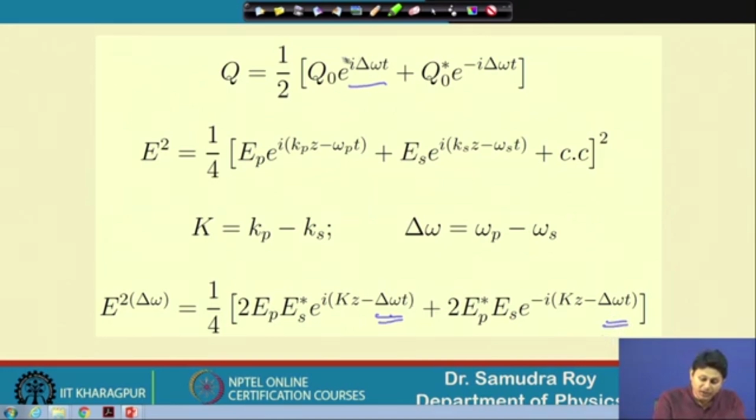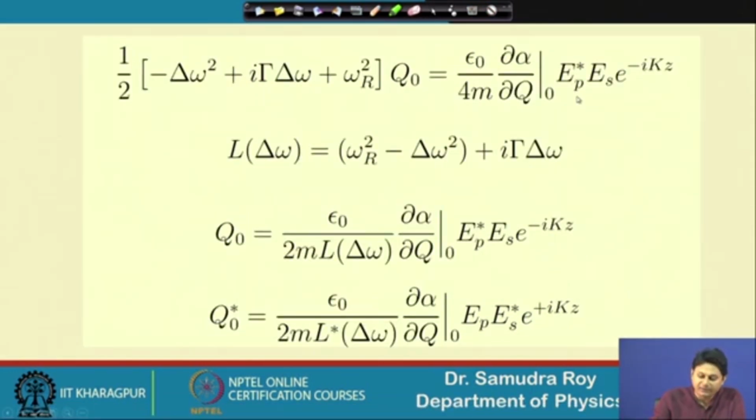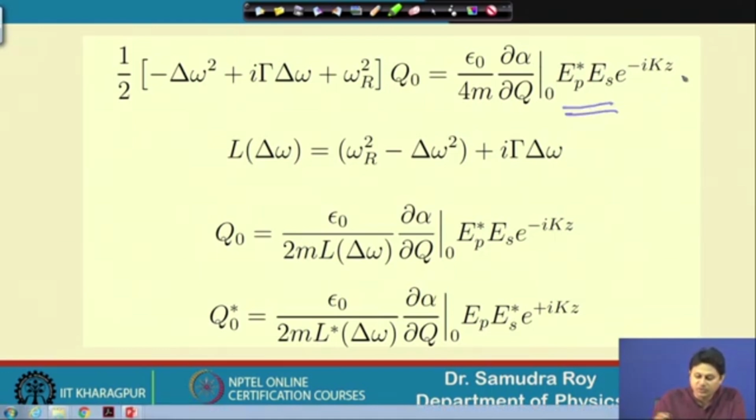So, if I want to find out q0, then I need to write this frequency component both the side. When I write this frequency component both the side, this term will appear: 2 E p star E s. If I look very carefully in this equation, here we have this term E p star E s, because we are using that form e to the power i delta k delta omega t. So, q0 I will figure out.